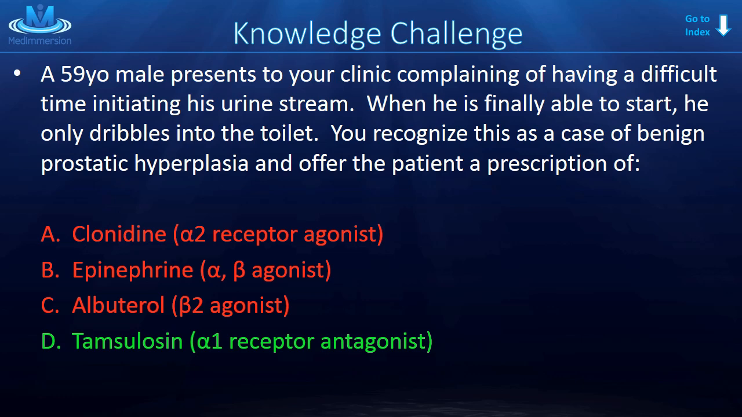What about albuterol? Albuterol is usually delivered via inhalation or aerosol. That wouldn't help him. It would maybe dilate his bronchioles a little bit, but he wouldn't be able to pee any better. Okay? So if you pick tamsulosin, good job.